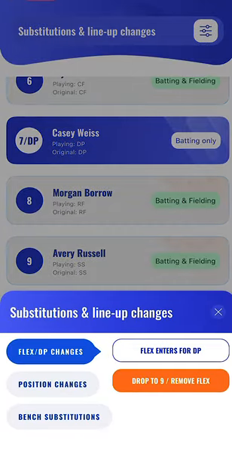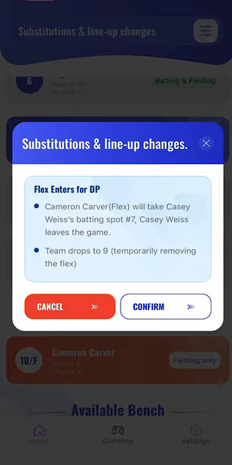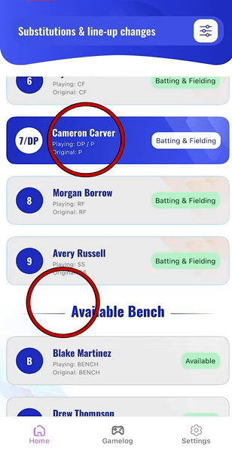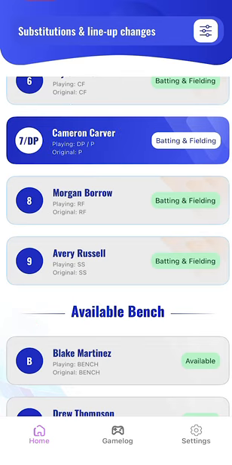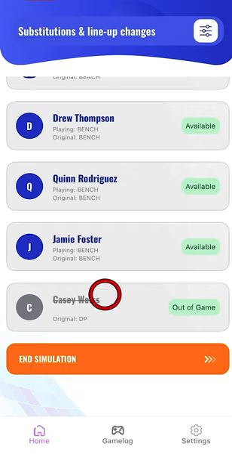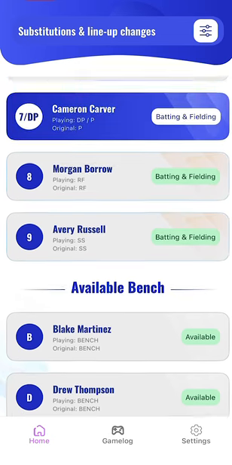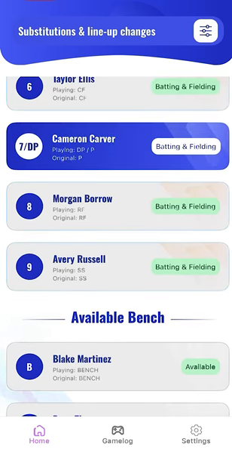Okay, so now if we were to do this again, flex enters for DP. So same thing, Carver moves to the 7 spot, has still not used a substitution because Carver, again, went from fielding only to now batting and fielding, has not come out of the game. But Weiss now has used her second substitution, cannot come back into the game. Weiss is finished. So does that mean we have to stay at 9 for the entire game and we cannot reinstate the flex? No, it does not mean that.